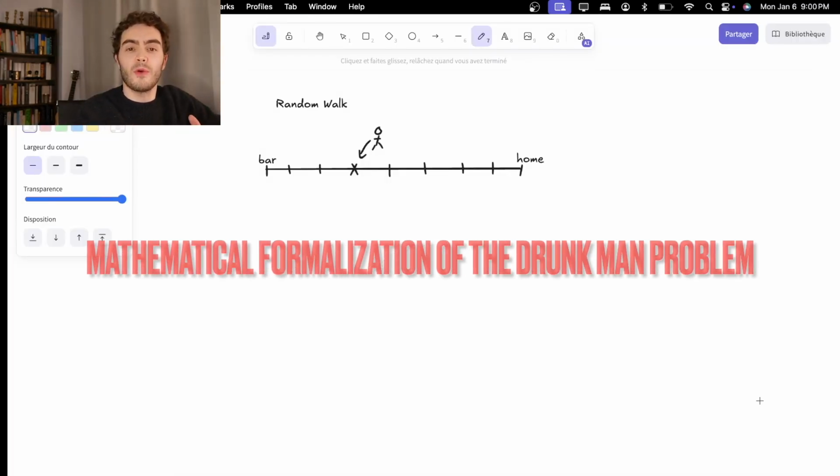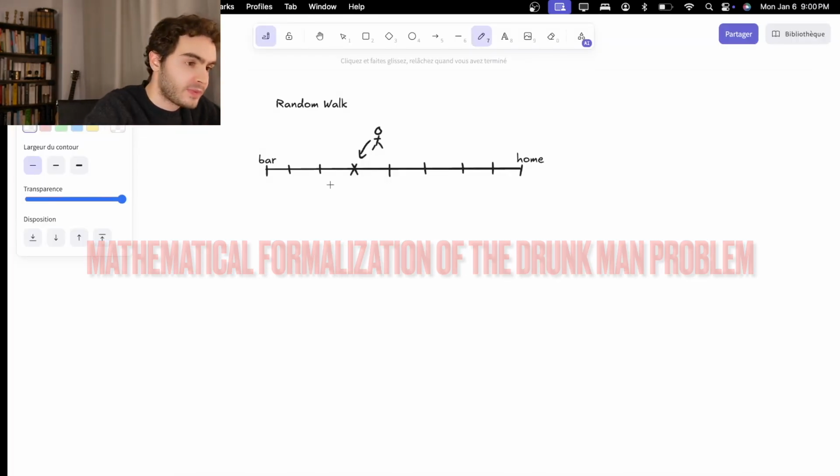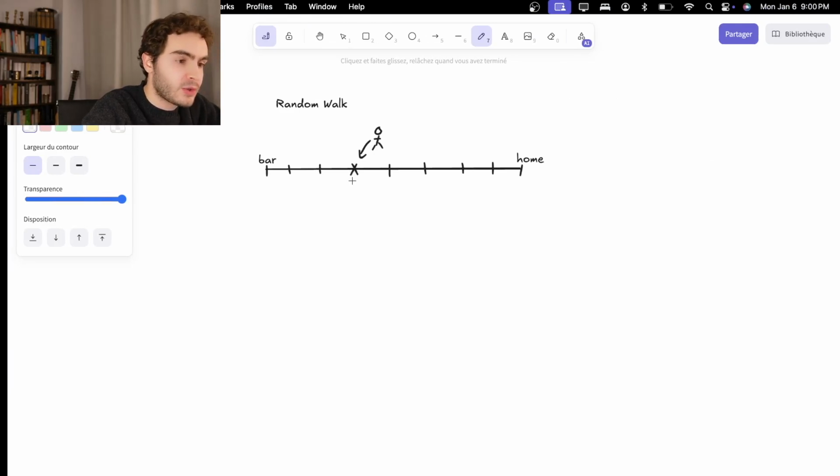Let's now formalize the problem. Let's say that the drunk man is located at time 0 at step 0. So here in our example, the bar is at -3 and home is at 1, 2, 3, 4, 5. Every step he makes, there is a probability that he goes forward and a probability that he goes backward.